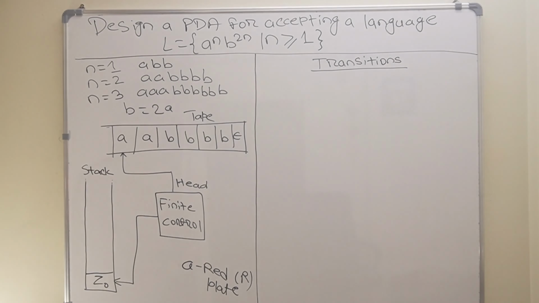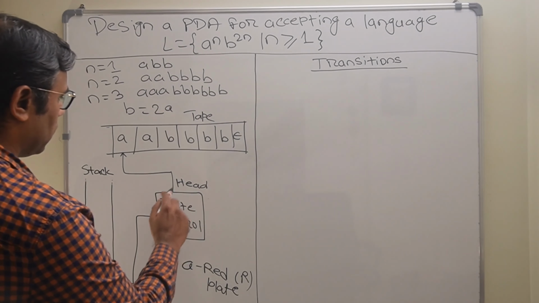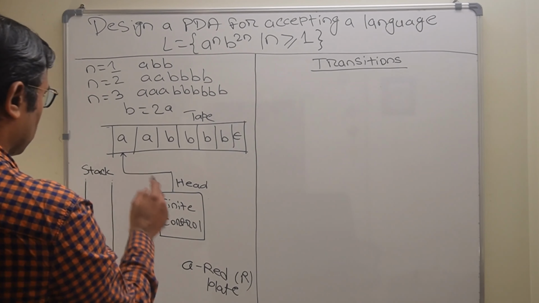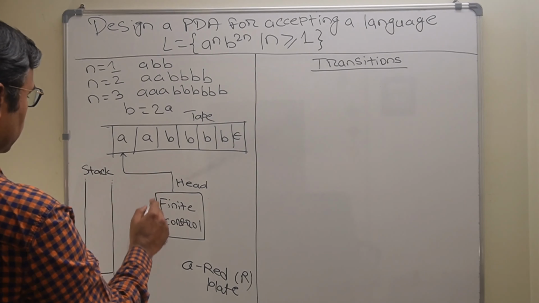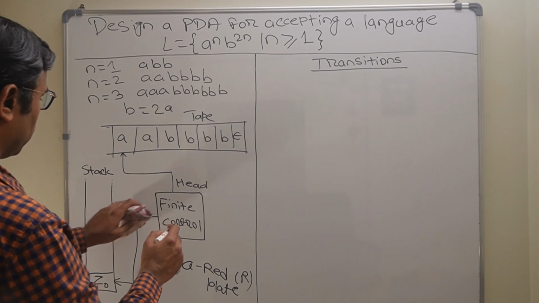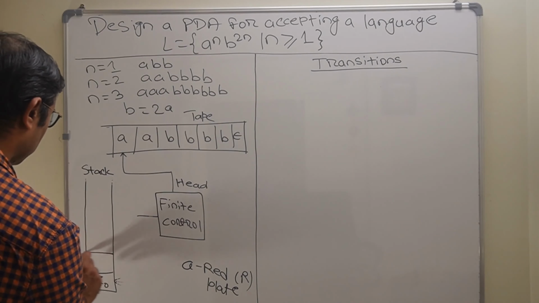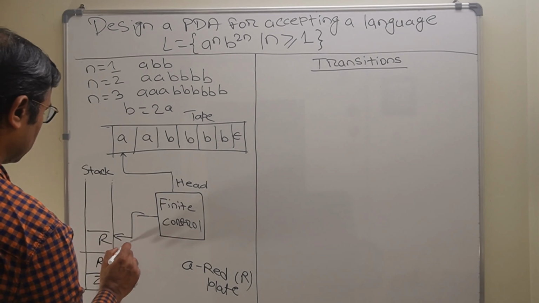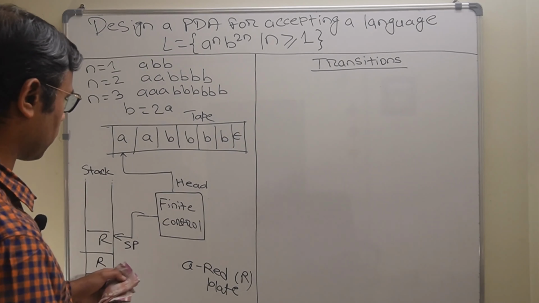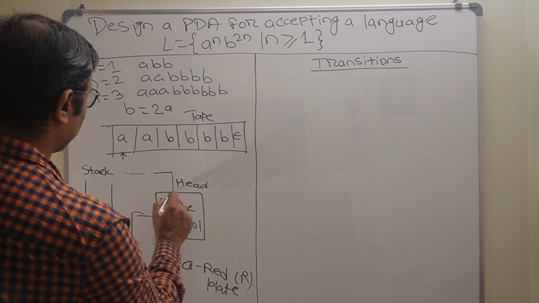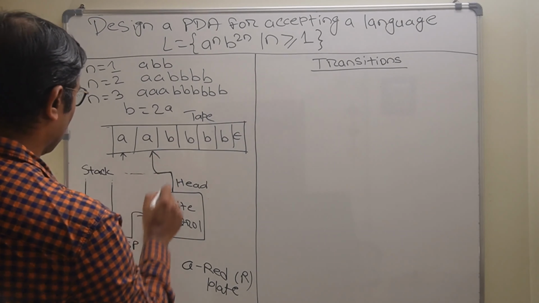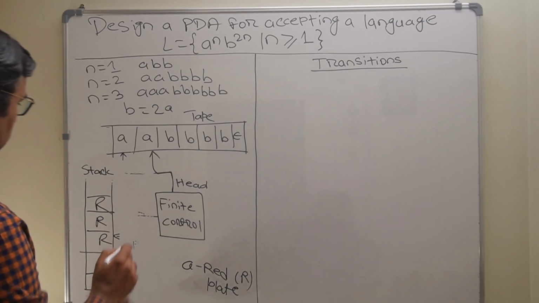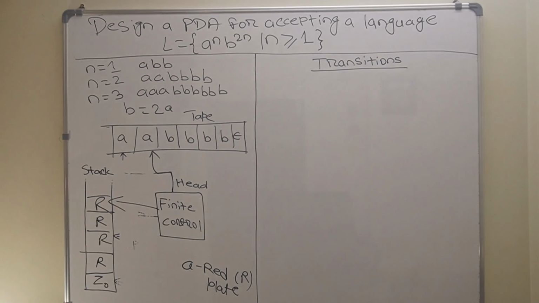So let us see the logic and then I will write the transition for this PDA. If the input symbol is A, then for A I will insert two red plates. So the stack pointer will be here. This is SP, SP means stack pointer. Then for the next A, I will again insert two red plates. So the stack pointer will become here. So this is the logic.